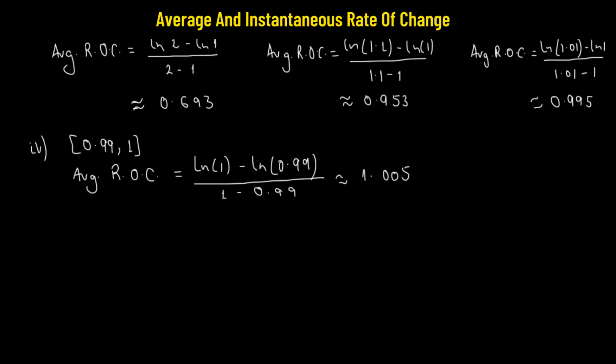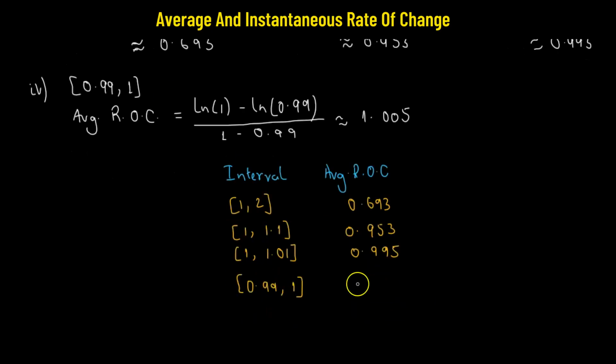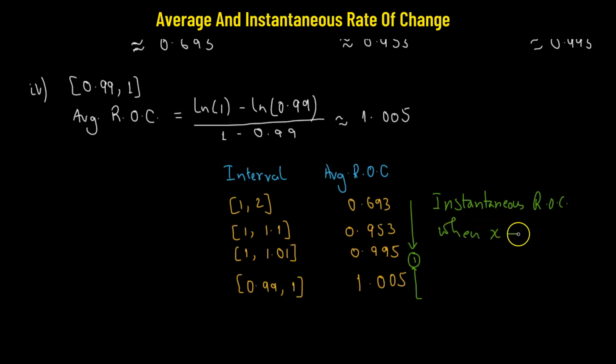So here we see that we have 4 different average rates of change for all 4 different intervals. Now if we want to find out the instantaneous value, we see that there is a common trend here. This is approaching the value 1. So that means the instantaneous rate of change when x approaches the value 1 is equal to 1.